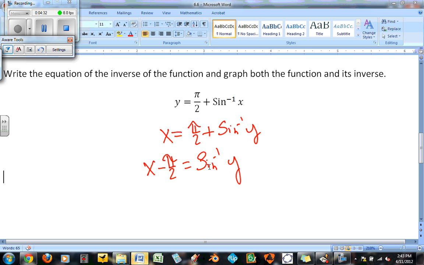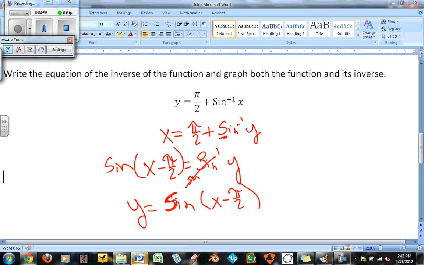Well, to undo sine inverse, we're going to take the sine of it, right? So the sine and so they cancel out. And we're going to take the sine of both sides, like so. So now we have y equals the sine with a capital S there. Why does that matter? Because it matters with our principal values, because we started out with a capital S. Sine of x minus pi over 2.